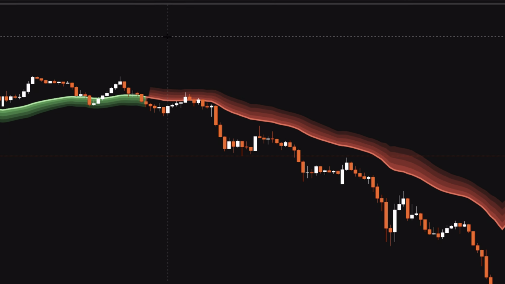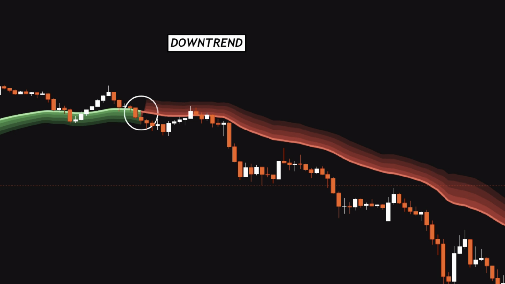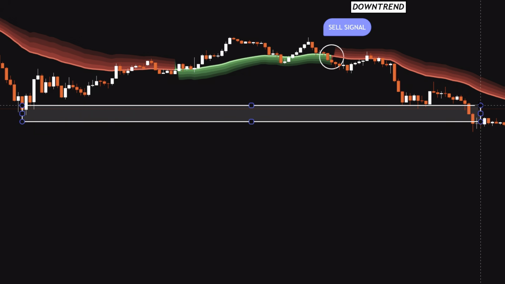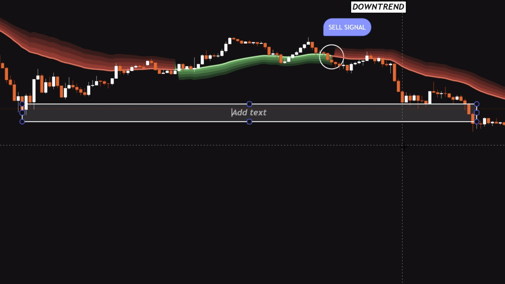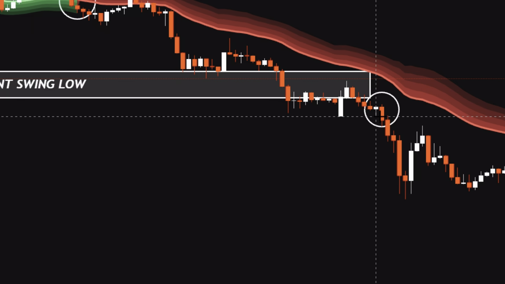Now, let's look at a bearish example. The market memory average changes from green to red. Again, we do not enter immediately. We wait for the pullback. Then we identify the most recent swing low and mark it on the chart. This becomes our reference level. Now we wait for price action to reveal the end of the pullback. The market does that by breaking below the swing low.